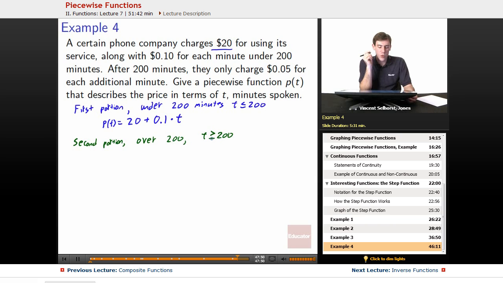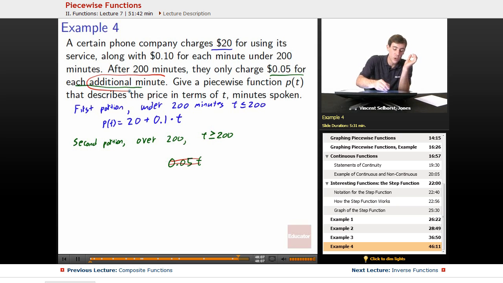We know that it's going to be 5 cents for each additional minute. So our first thought might be, great, easy, it's going to be 0.05 t. Not true. This is not going to be the case. Why not? Because it's for each additional minute. So it's for each additional minute over 200. So after 200, you get charged at 5 cents per minute. Before that, you still get charged at the 10 cents.